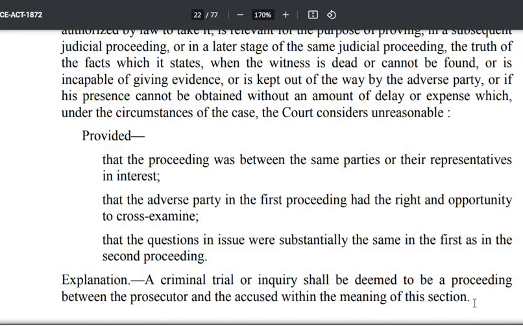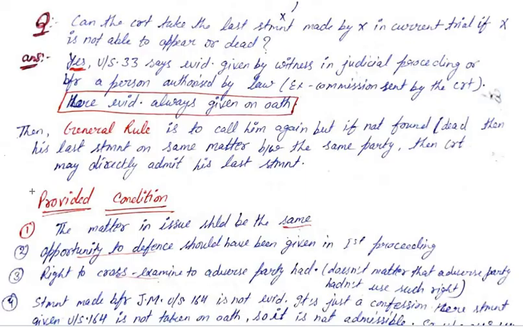Now suppose in a complainant case, the complainant and the accused are the parties, and the same persons are the parties in the civil case. So the evidence given in the criminal trial, that the witness died or could not be found, could be used in the civil trial directly. So this is about this section.